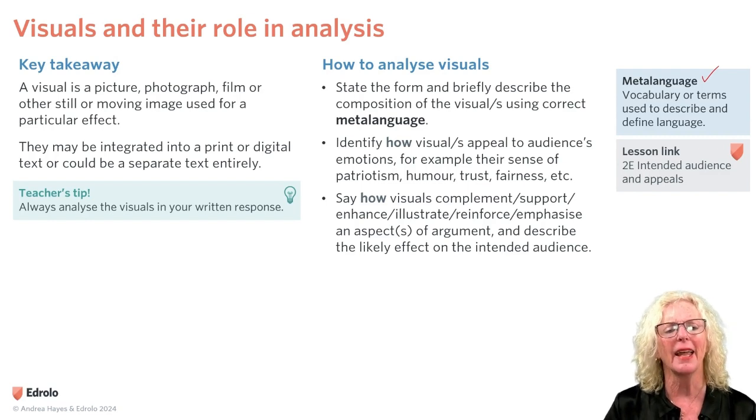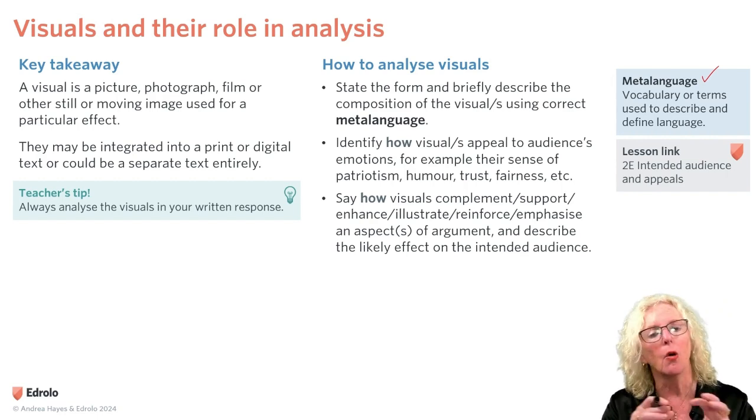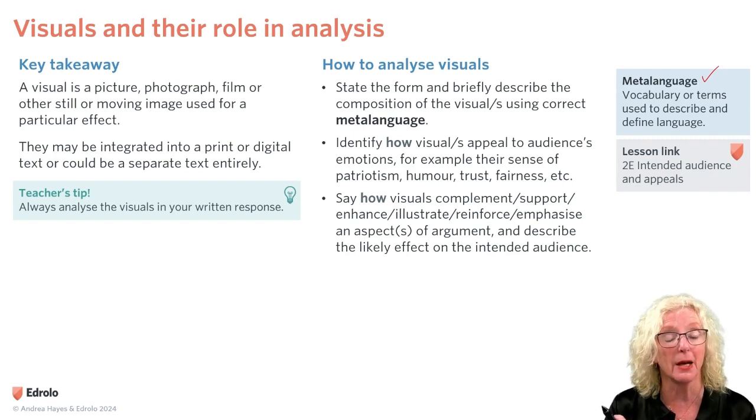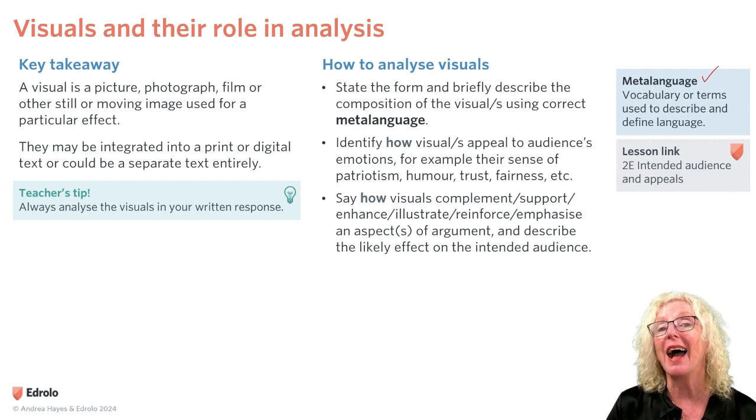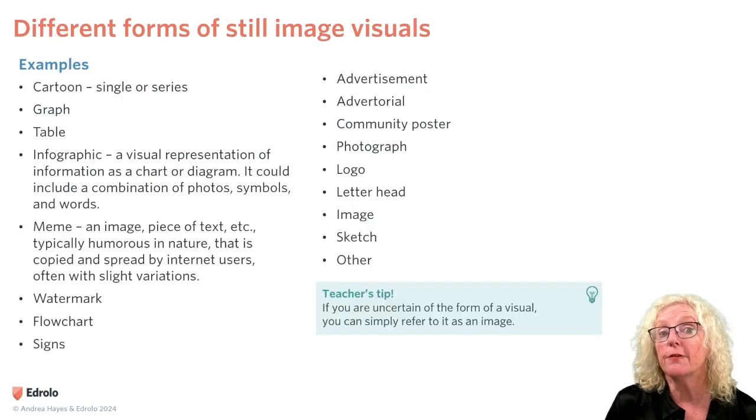And then you need to say how the visuals complement, support, enhance, illustrate, reinforce or emphasise, all good verbs, mix it up a bit, an aspect of argument, whichever, maybe a main point, maybe the contention, and describe the likely effect on the intended audience. Okay, you cannot just identify the type and composition of the visual. Different forms of still image visuals. Okay, remember, if you want to know more about the moving image, that's in the audiovisual lesson.